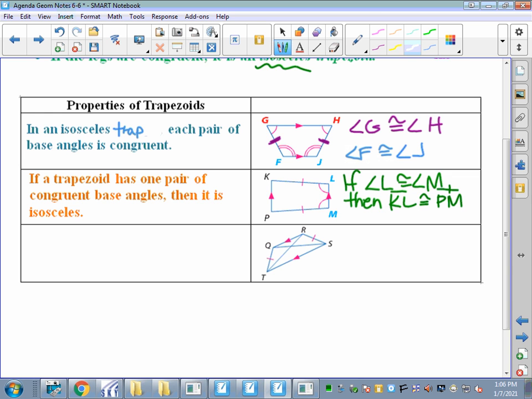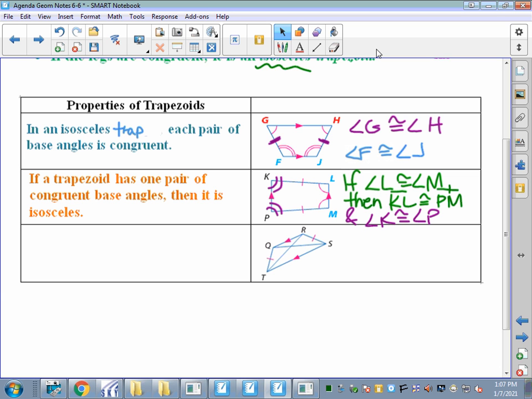But that also tells us the other part of it, which is that the other pair of base angles also have to be congruent. So angle K also has to be congruent to angle P, because that's the rule in an isosceles trapezoid. So if you've got one pair of base angles congruent, it tells you a bunch of other stuff. So just be aware of it. It's one tricky way to give you information without giving you information.